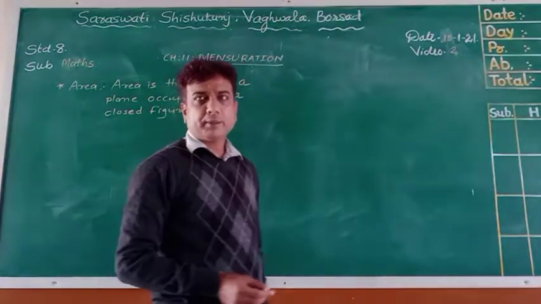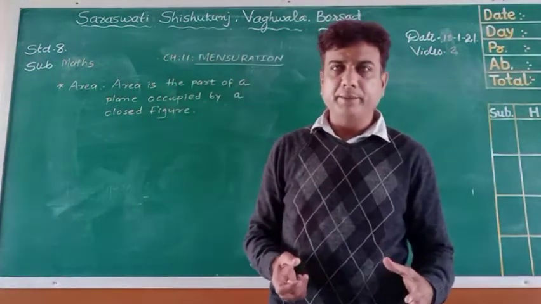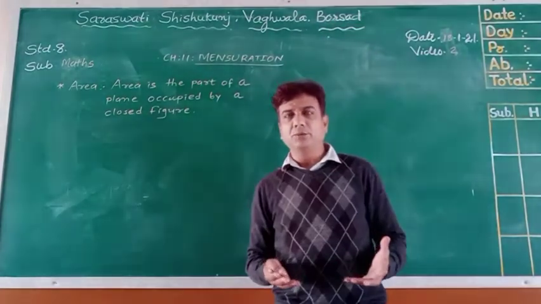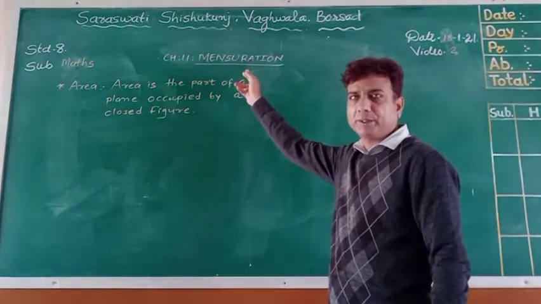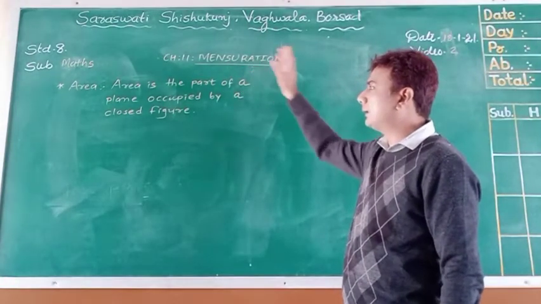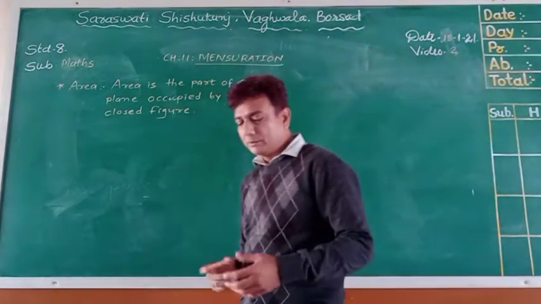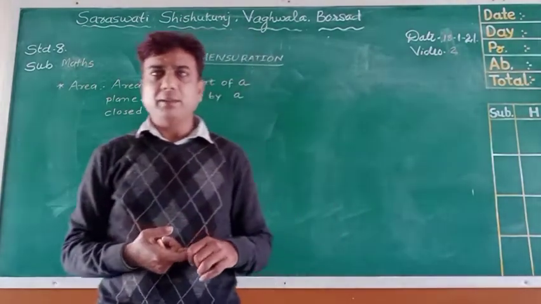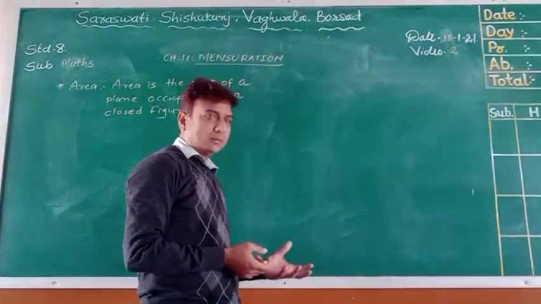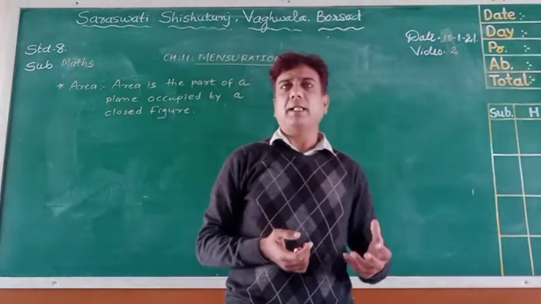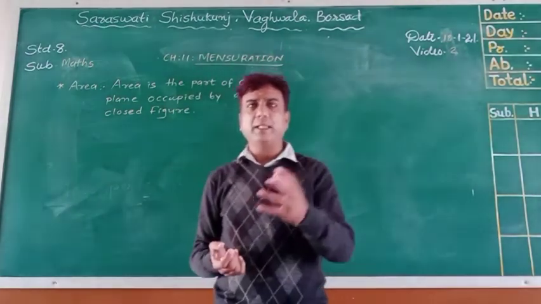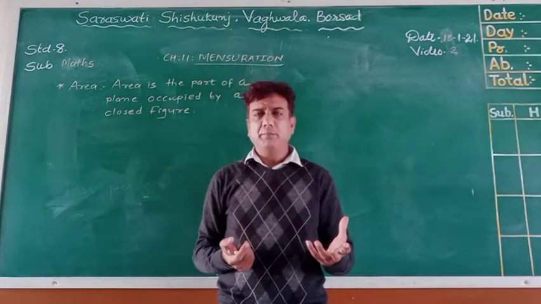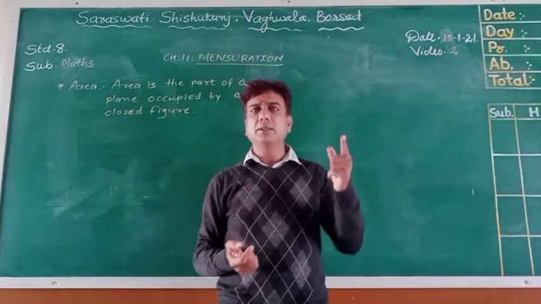Good morning, students. Today we will continue chapter number 11, mensuration. This is the second video, students. First, I will tell about what I taught in the previous lecture. In the previous lecture, we learned about perimeter. Perimeter means the sum of all the sides.